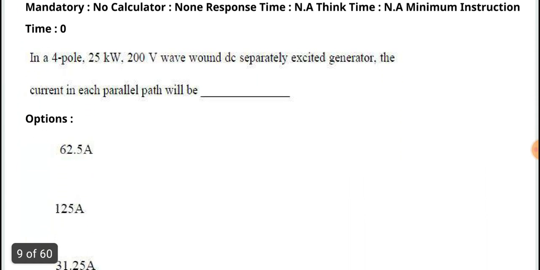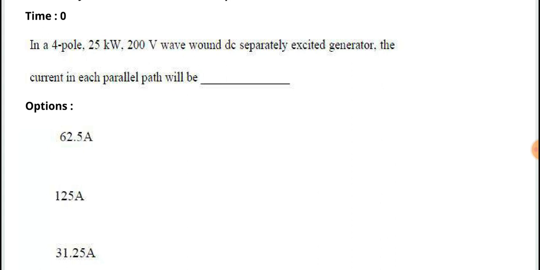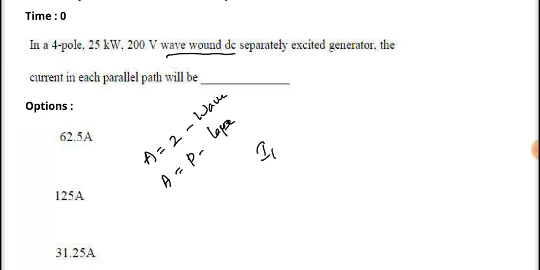Next one. In a 4 pole, 25 kilowatt, 200 volt wave wound DC separately excited generator, the current in each parallel path will be? In a wave wound generator, how many parallel paths are there? The number of parallel paths is 2 in case of wave winding, and in lap winding it equals the number of poles. Now we need to find the value of total current. So total current IT is equal to 25,000 divided by the voltage, 200.